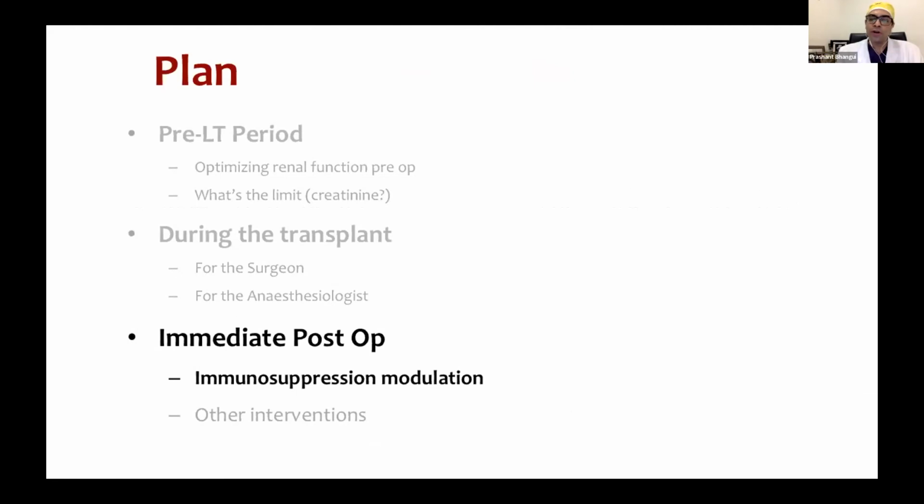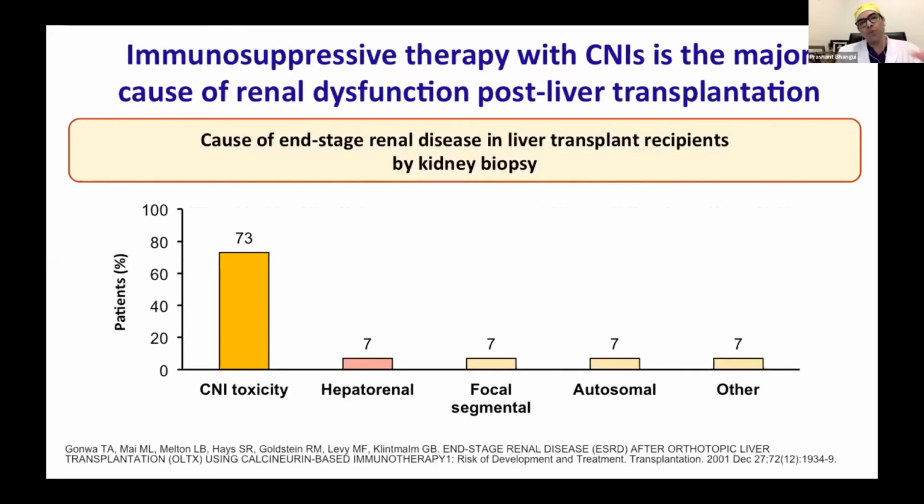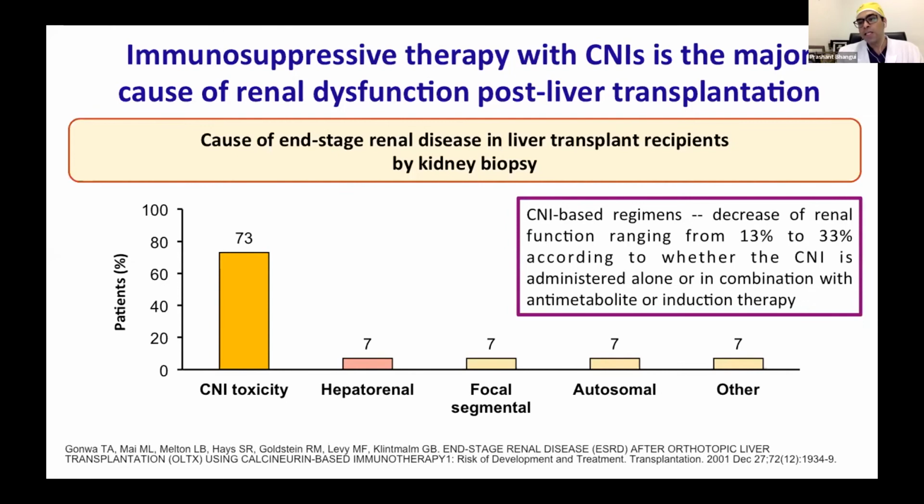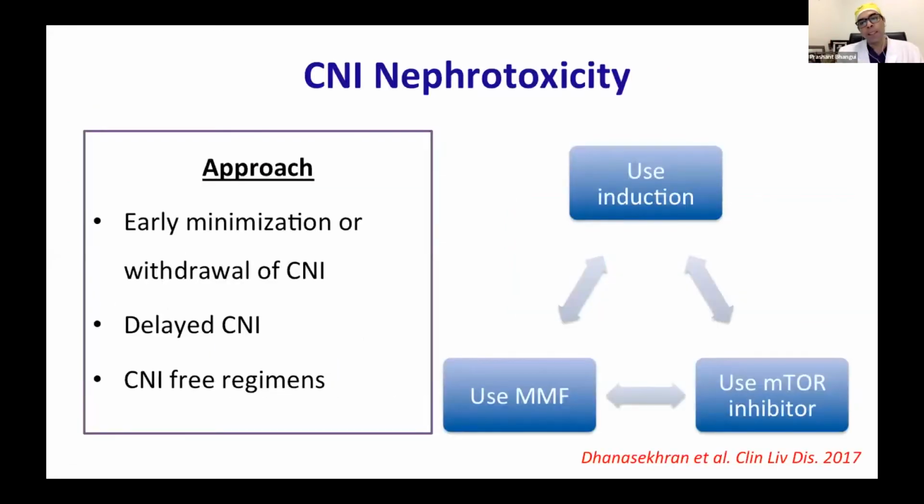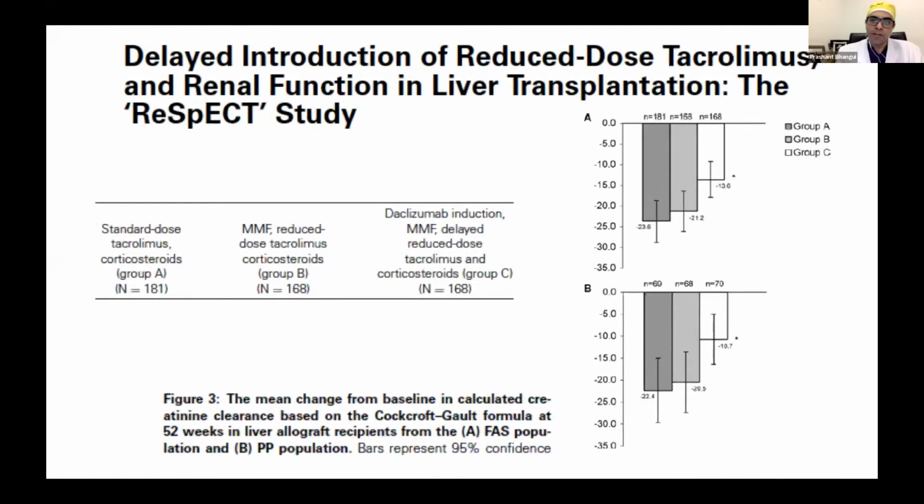I'm not going to go into Dr. Dharmesh Kapoor's talk, which is going to be elaborate, but since I have been asked about the immediate post-op, I have to say that CNIs are recognized as a cause of renal dysfunction post-liver transplantation, and it mainly has to do with the trough levels that are maintained or how early we start them. So people are moving away slowly from CNI-based regimens today, and the approach is to use induction therapy, use mTOR inhibitors, and use MMF.